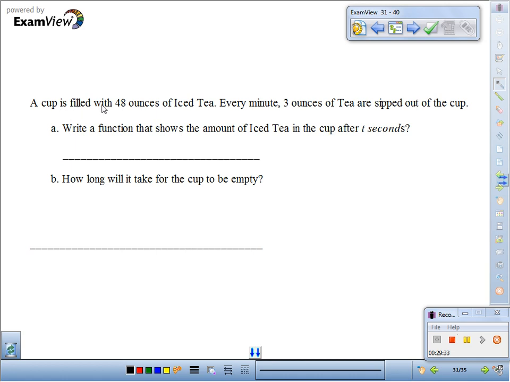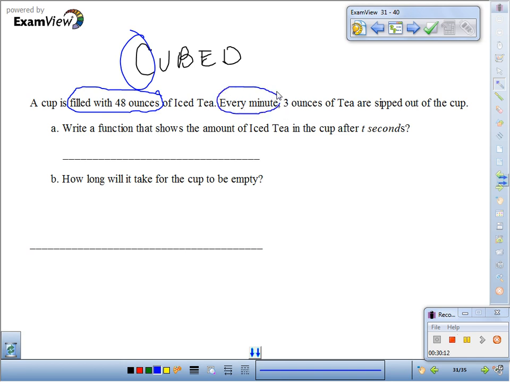It says, a cup is filled with 48 ounces of iced tea. Every minute, 3 ounces of tea are sipped out of the cup. Write a function that shows the amount of iced tea in the cup after t minutes. All right. So let's cube this. Circle important numbers. Important numbers here are filled with 48 ounces. Also, every minute, 3 ounces sipped out. Okay.